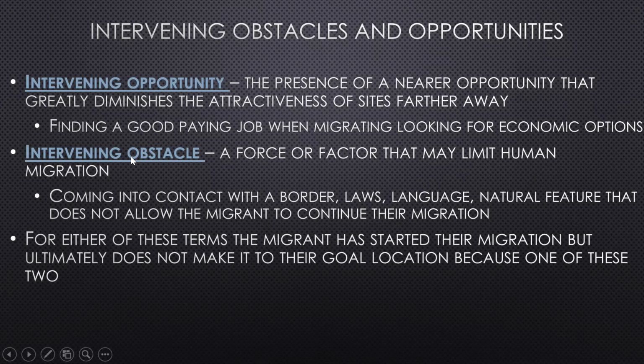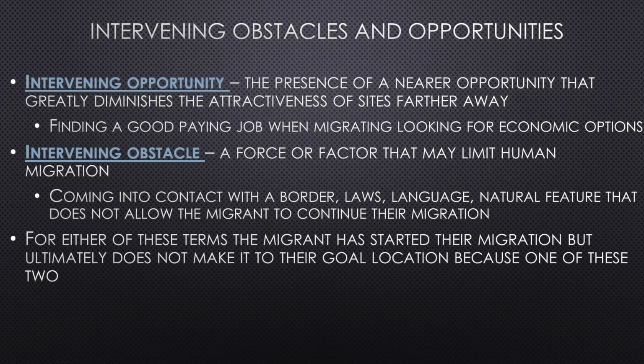So, intervening obstacles, a force or a factor that may limit human migration. Maybe, for example, you leave Syria and your destination is Germany. You might come into contact with a specific country's borders, laws, language, maybe a natural feature, in this case maybe crossing the Mediterranean Sea, that doesn't allow the migrant to continue their migration. Sometimes it's fatal.